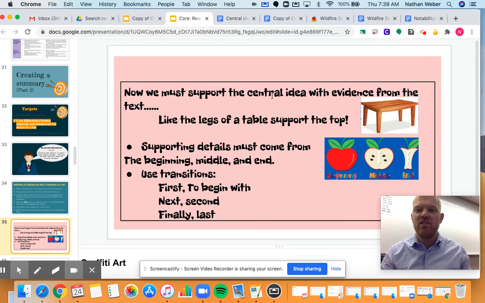Now we must support the central idea with evidence from the text. Your central idea is like a tabletop. It has to be supported with strong legs or else it's no good. So your central idea must have strong supporting details or it's no good. Okay? Supporting details must come from the beginning, the middle, and the end of the text. First, to begin with, next, second, finally, last. These are all good transitions to use in your writing as you support your central idea with key details.